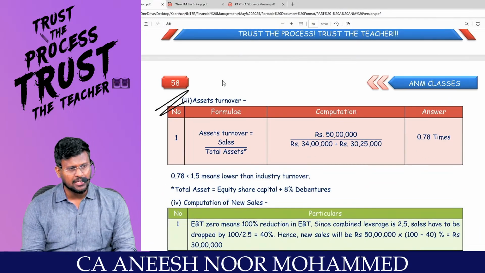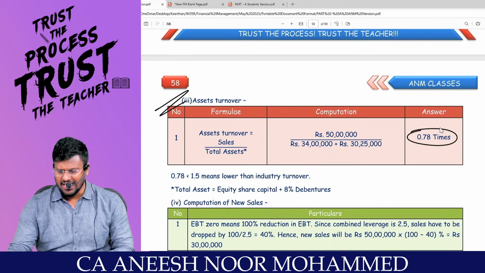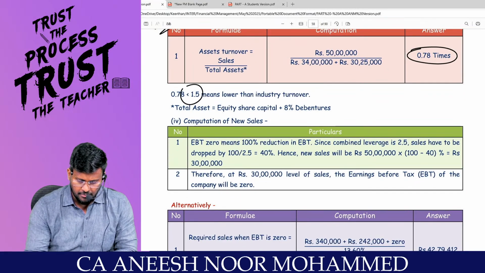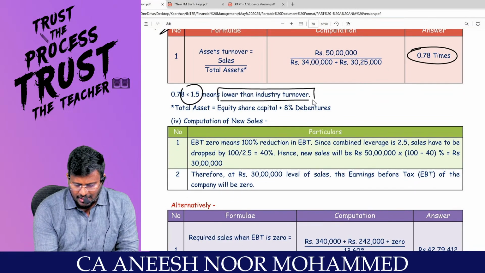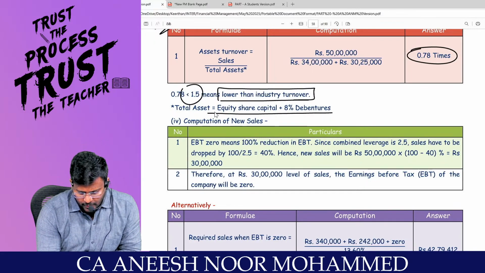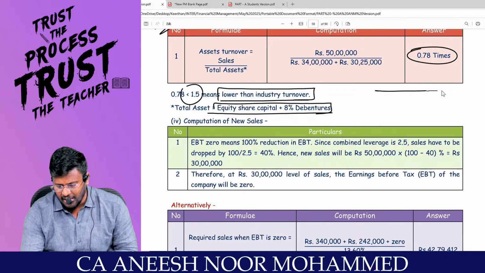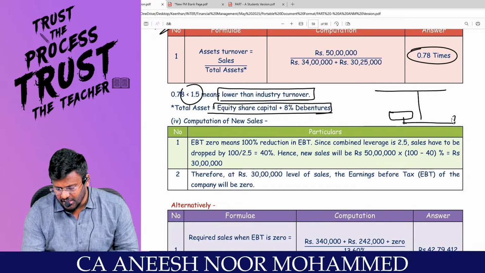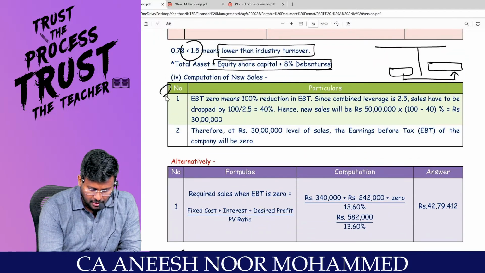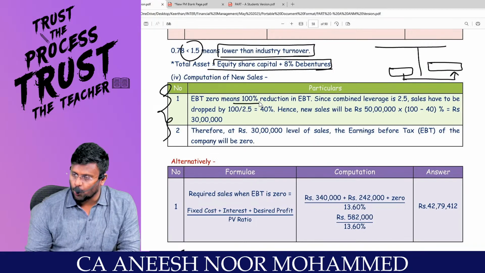Now with regard to asset turnover, are you clear with the question? With regard to asset turnover, this company's asset turnover is 0.678 times, which is much less than 1.5 times, right, sir? So that means it is lower than the industry turnover. Comfortable, sir? Sir, how to find out total assets? Equity share capital plus the debt will give the total capital employed, which is nothing but the liability side of the balance sheet. Liability side of the balance sheet will be equal to the asset side of the balance sheet. This I loved really very much. They are saying that EBT should become 0.